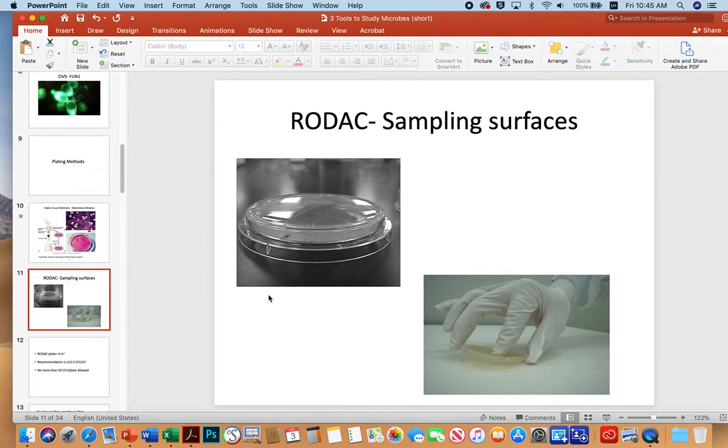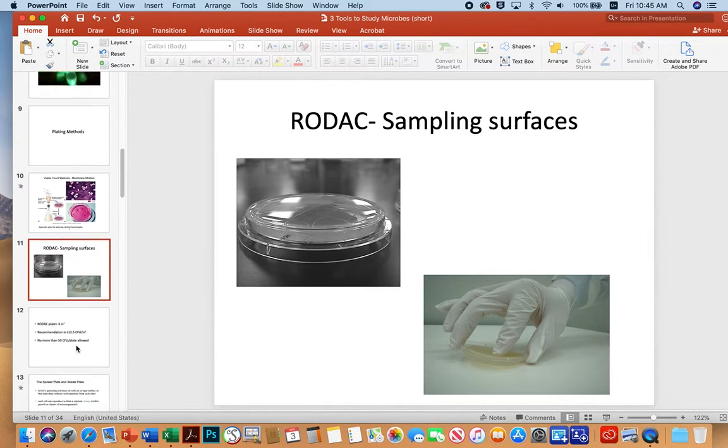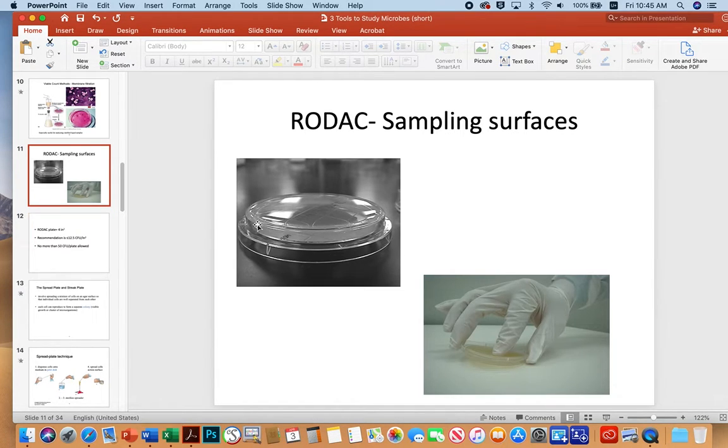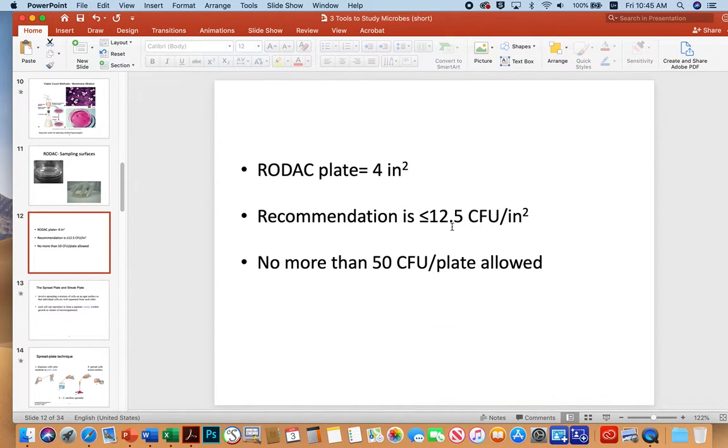Another thing that can be done, this is mostly in terms of sanitation, in bottling rooms and so forth, you can do Rodac sampling for surfaces. So again, these particular plates, the agar is poured so that it forms sort of a convex layer over the top, and then you can stamp that down on a surface. And the basic formula that we use then is, knowing that the Rodac plate has an area of 4 square inches, we can then stamp it down, get some colonies to form, and then count the number of colonies to get an estimation of CFU per square inch.